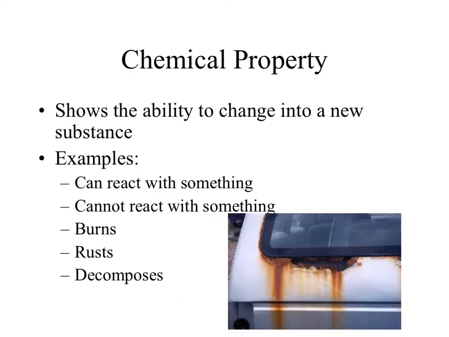A chemical property is something different. It shows the ability to change into a completely new substance. So a chemical property is a property that an object has that allows it to change into something else. So if the object can react with something, that's a chemical property. Or if it cannot react, think about jewelry. The fact that your jewelry just sits on your fingers or in your ears and it doesn't really react, that's a really good chemical property. You don't want it to react with your skin or make your skin turn colors or something like that. So something being non-reactive is really helpful.